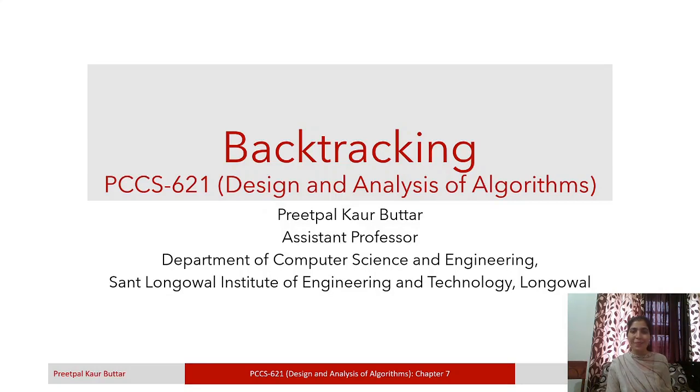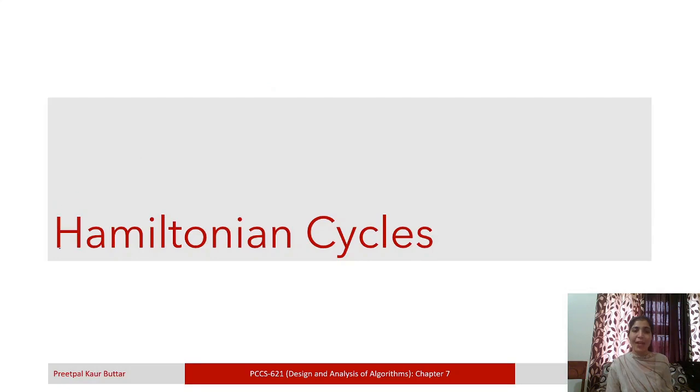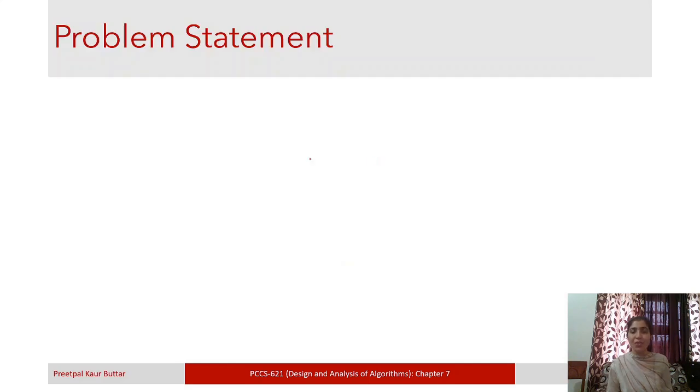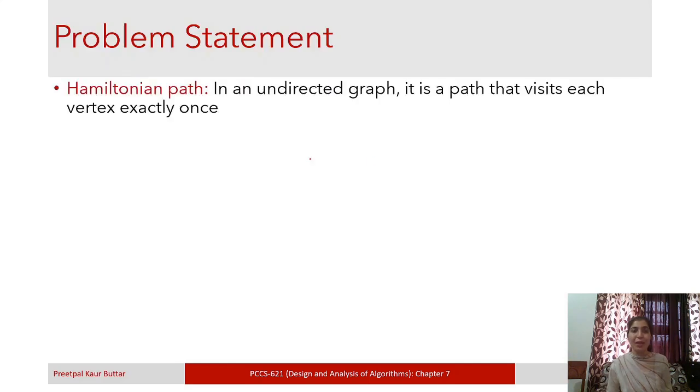Hello dear learners, in this video lecture we will discuss finding Hamiltonian cycles in a graph using backtracking. So first of all, let us discuss what a Hamiltonian path is. In an undirected graph, it is a path that visits each vertex exactly once.